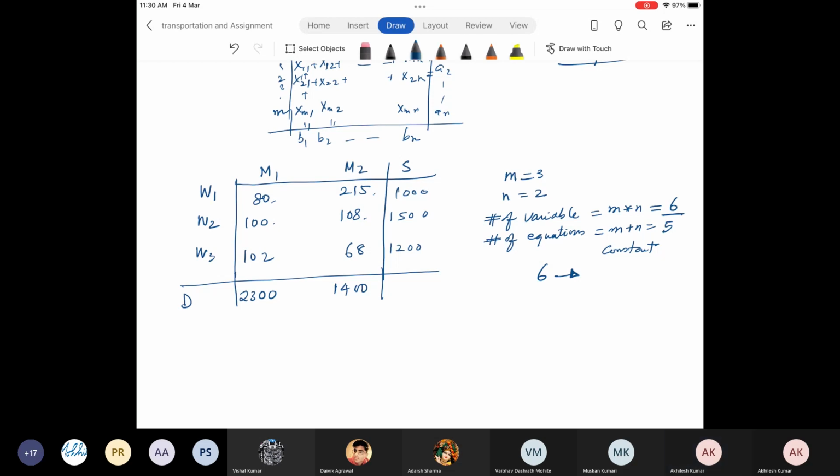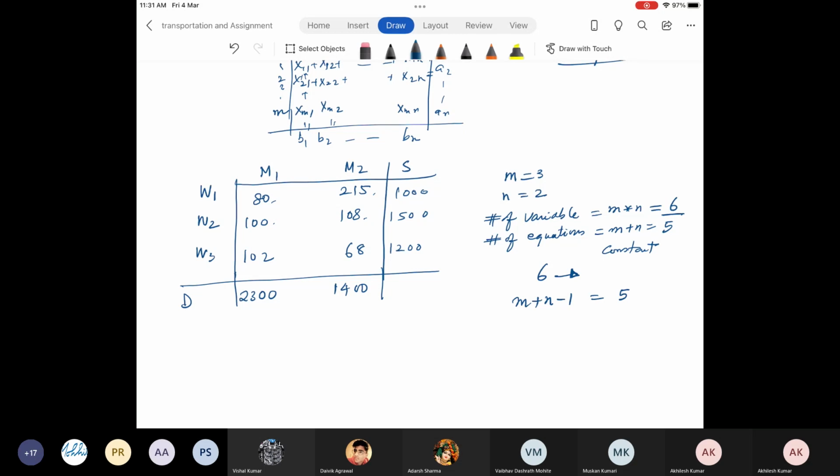Guys, I have 6 variables and 5 equations. For how many variables can I solve these equations? 5. M plus n minus 1, which is equal to 5. Is this correct?